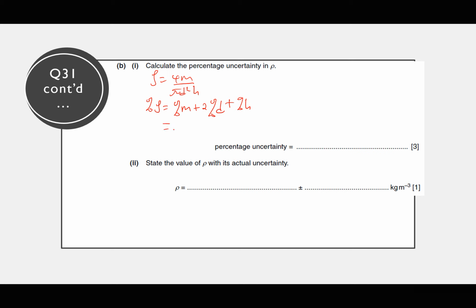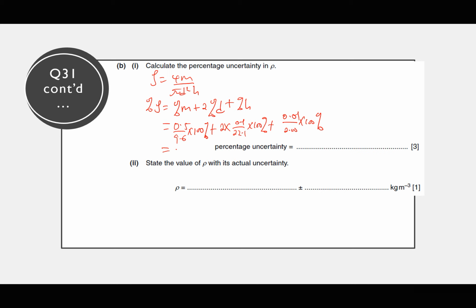For mass, it was 0.5, so it's 0.5 divided by 9.6, times 100 to make it percentage, plus 2 times for D, it was 0.1, divided by 22.1 times 100, plus for H, it was 0.01 over 2.00 times 100 to make it a percentage. Let's press the calculator very fast.